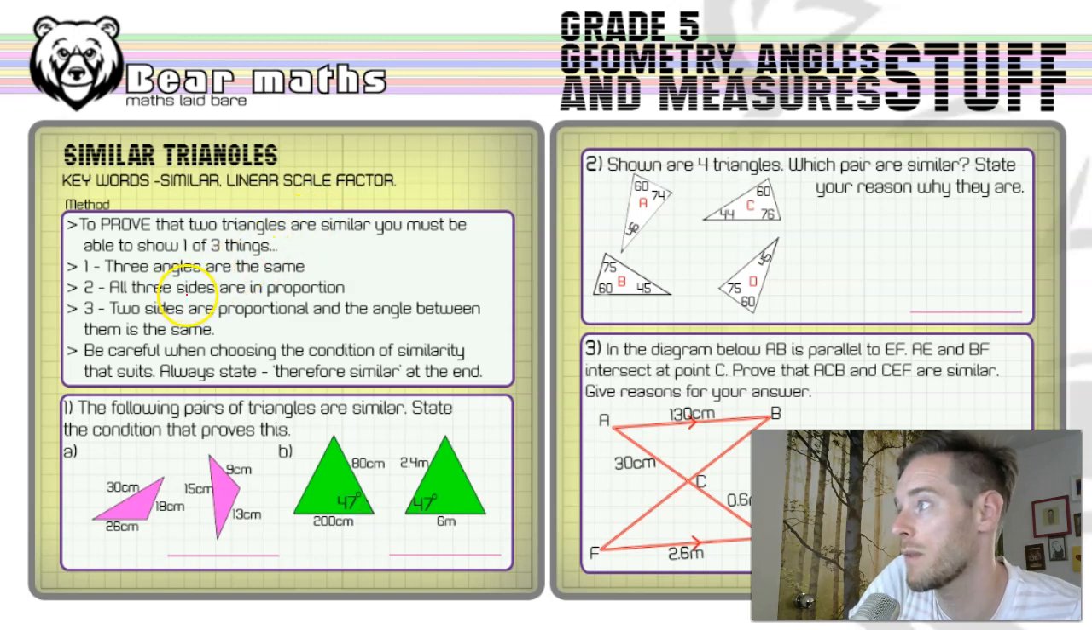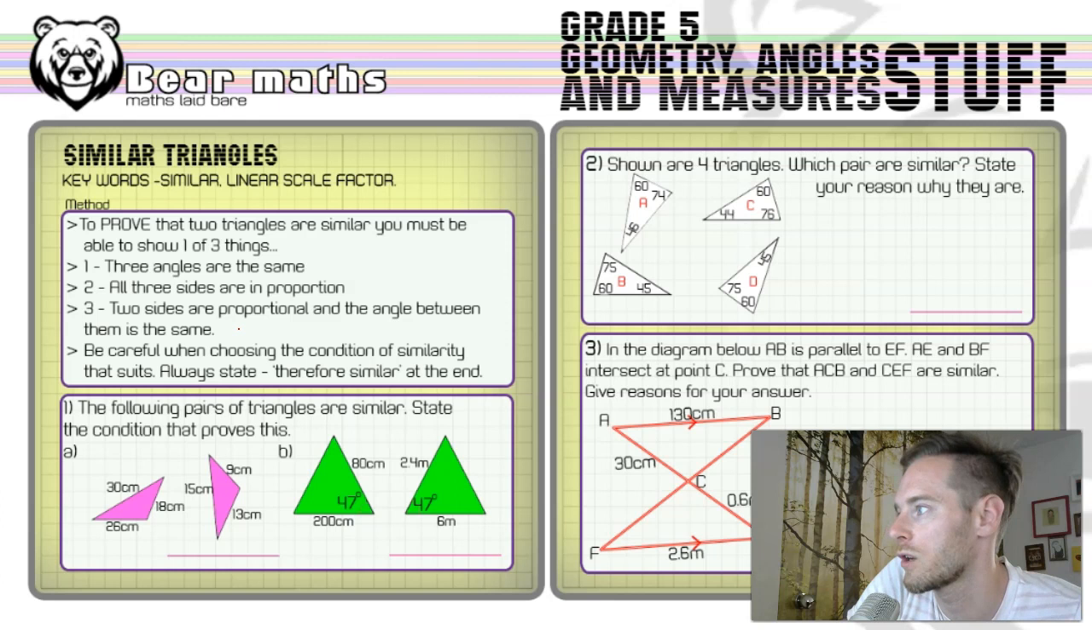So the method states, to prove that two triangles are similar, and this whole video is about the proof of similar triangles, you must be able to show one of three things. The first thing being three angles are the same. Really simple. If all three angles are the same, then the shapes are similar to one another. Or you could show that all three sides are in proportion, and that means scaled up exactly using the same scale factor, same common ratio, whatever you want to call it, multiplier.